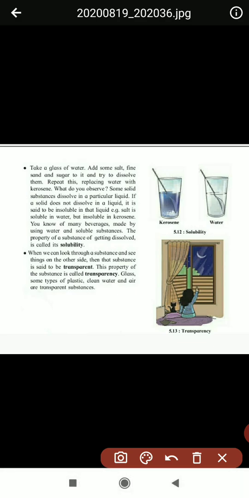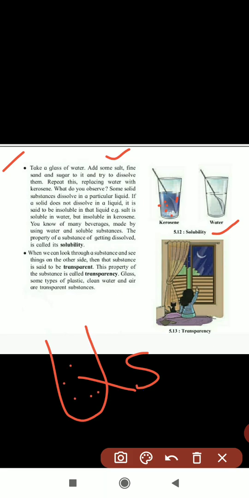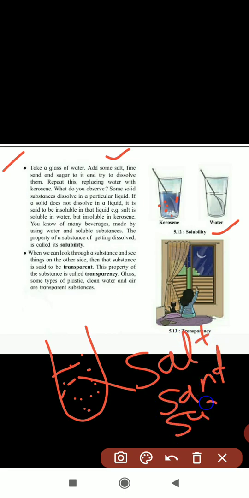Here two glasses are taken in picture 5.12, that is solubility. For that you have to take a glass of water. Yes, children. In that add some salt, fine sand and sugar to eat. One glass you have to take, and add water first, and then you have to also add sand and sugar. Yes, children, and try to dissolve them.